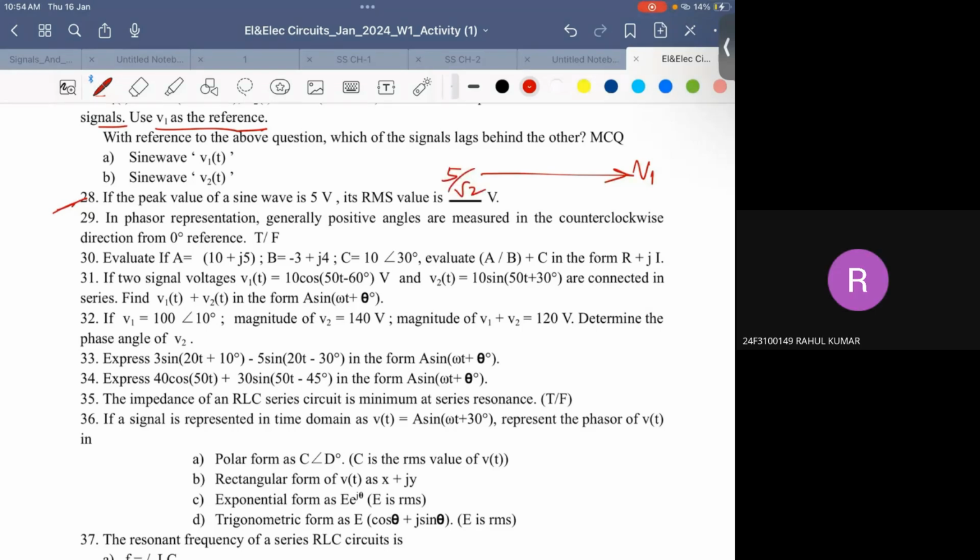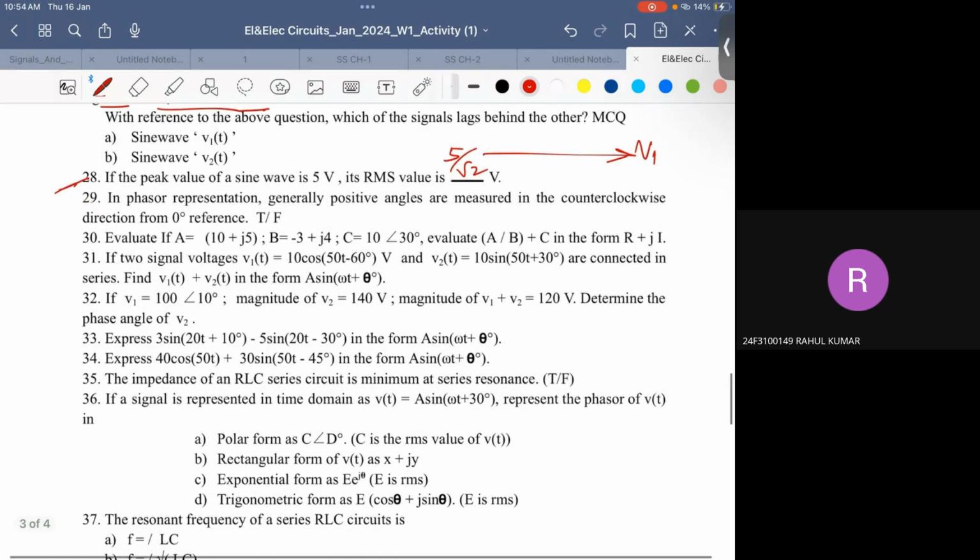In a phasor representation, generally the positive angles are measured in the counterclockwise direction from the 0 degree. How do you calculate? The counterclockwise only, right? It's correct, right? Yes, sir.